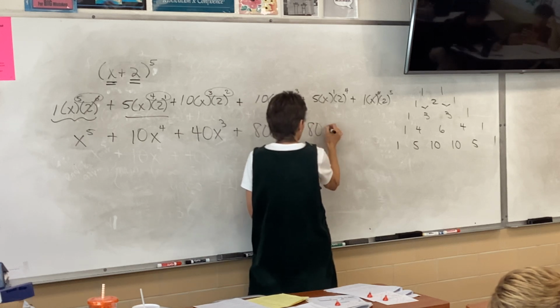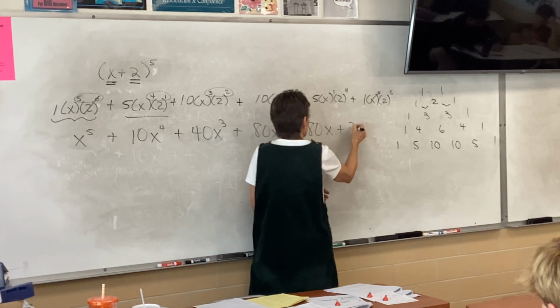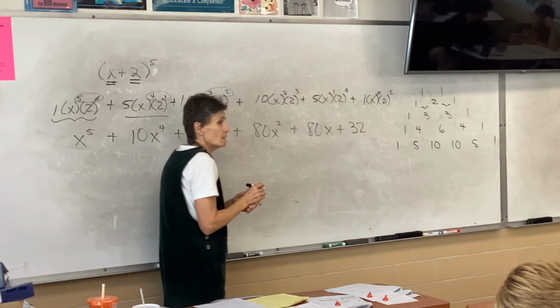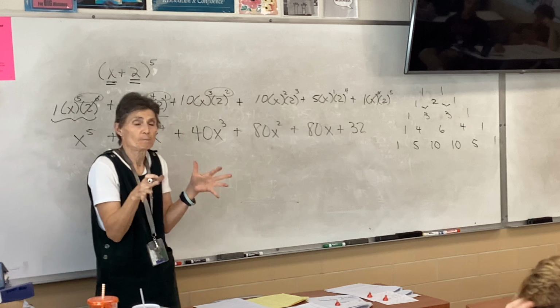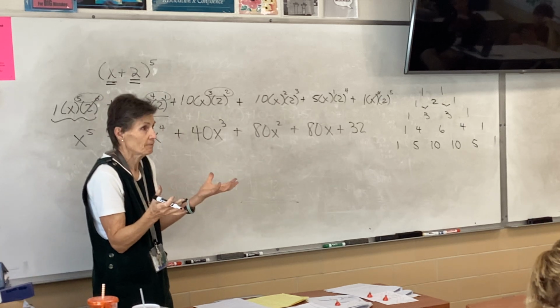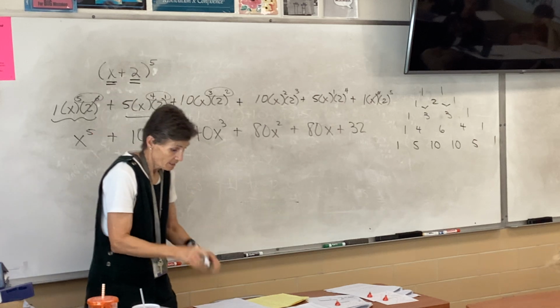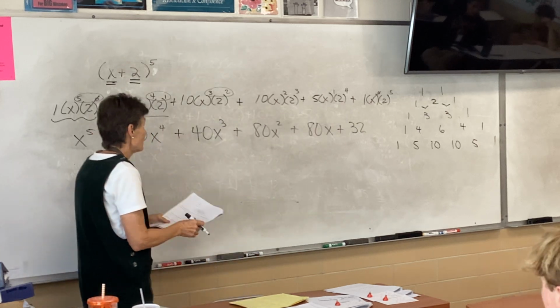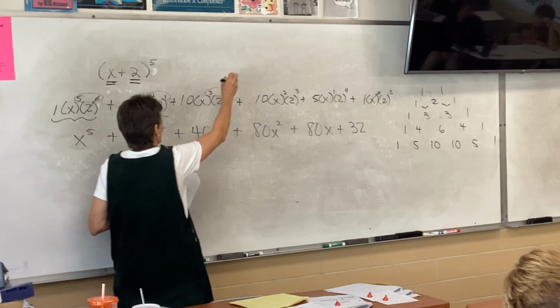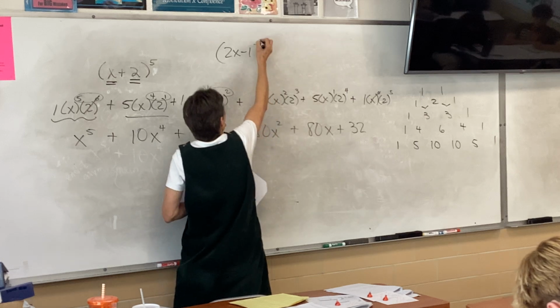Another 80x this time. And then on the end, we'll have a 32. So you just multiplied x plus 2 times itself 5 times. Pretty simple, right? Let's try the next one. This one is 2x minus 1 to the 4th.